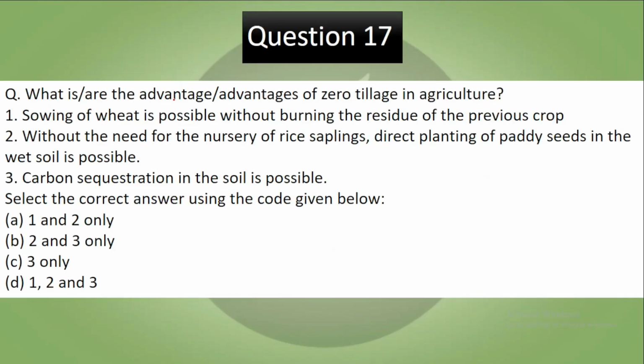Question 17. What are the advantages of zero tillage in agriculture? Sowing of wheat is possible without burning the residue of the previous crop, without the need for the nursery of rice saplings. Direct planting of paddy seeds in the wet soil is possible. Carbon sequestration in the soil is possible. Select the correct answer using the code given below. Pause the video, try to answer. Now let's see the answer. So the correct answer to this is D. All of these are correct.